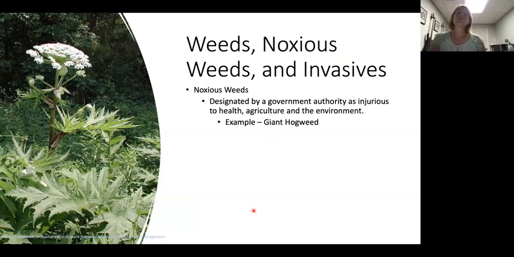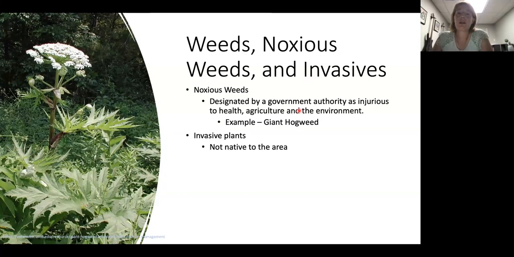Noxious weeds are designated by government authority as injurious to health, agriculture, and the environment. So giant hogweed is one. I've never seen one in person. If you ever do, don't touch it. It will sensitize your skin, and then if you're exposed to sun, you'll get like the worst sunburn of your life. So it's really, really dangerous. But most weeds aren't considered noxious weeds.